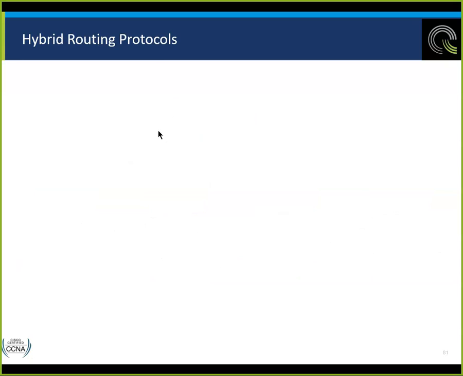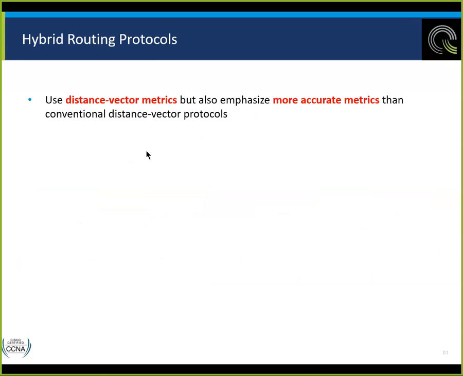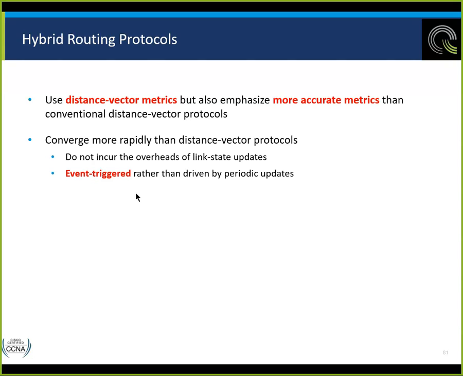Special configuration. Hybrid routing protocols use distance vector metrics but emphasize more accurate metrics than the conventional distance vector. Generally, we're going to say that it has characteristics of both distance vector and link state protocols, and EIGRP is the hybrid routing protocol that we use. It converges more rapidly than the distance vector protocols, and doesn't incur the overheads of the link state updates. It's going to be event triggered rather than triggered by periodic updates.